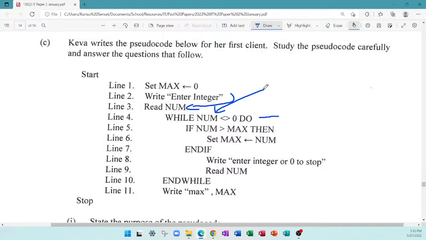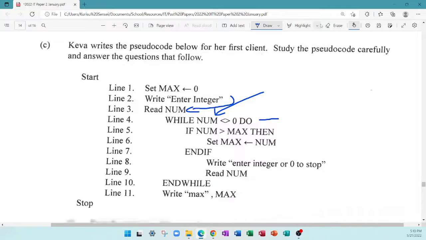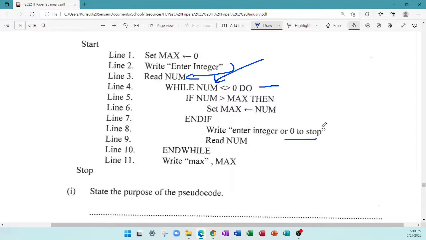1, 0, 2, 3, 4. Anything except 0. Good. So if it gets a 0, what would happen? The loop would end. Right, good. So if it gets a 0, because it's right here, the loop is going to end, and that is also here. The loop is going to end.